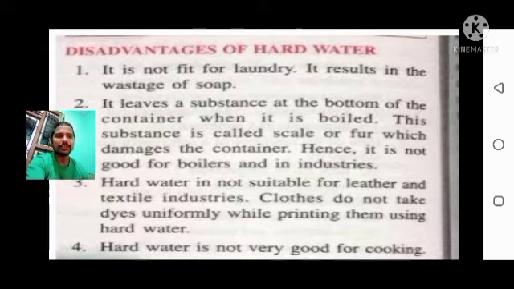Calcium and magnesium present in hard water make our bones and teeth very strong, and that is not there in soft water. That's why soft water is not good for drinking purposes.